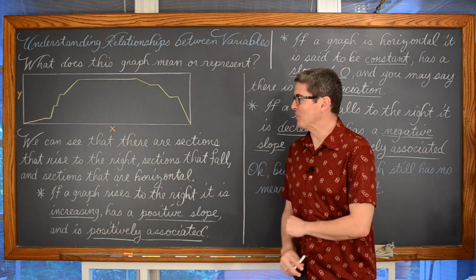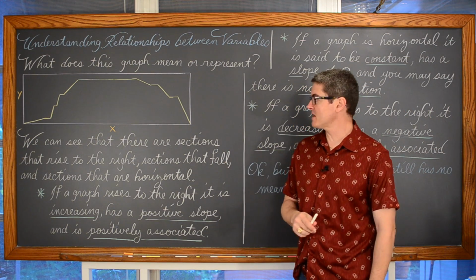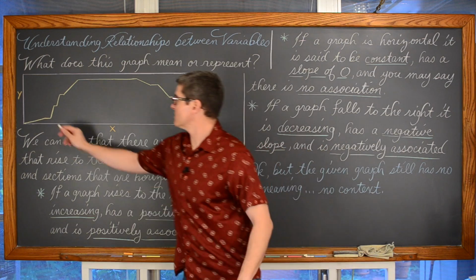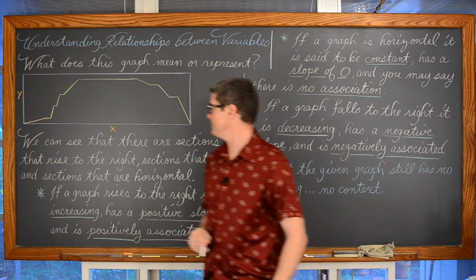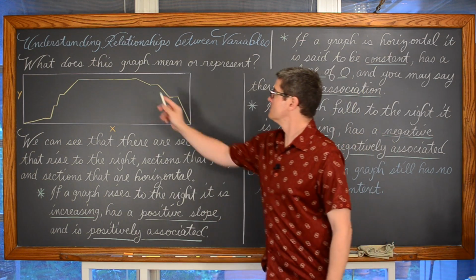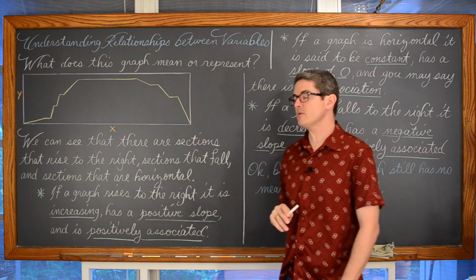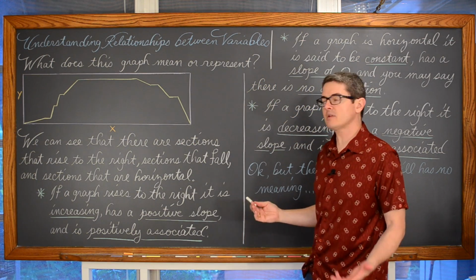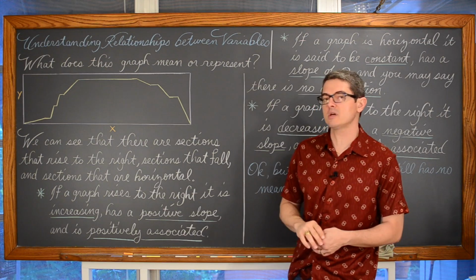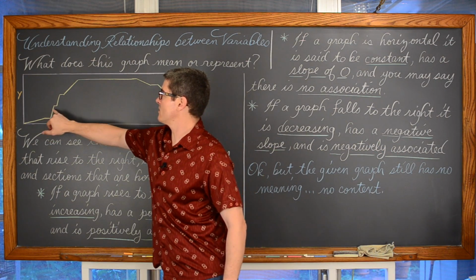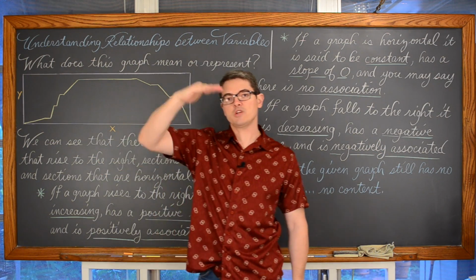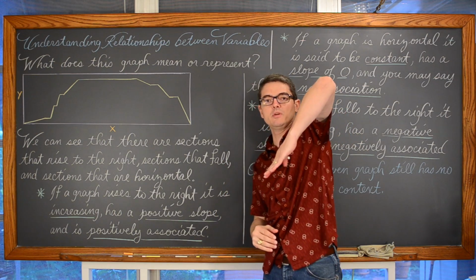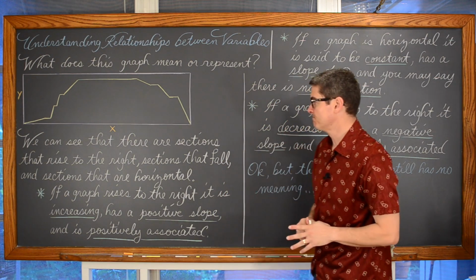Alrighty then. So we can see that there are sections that rise to the right. There's 1, 2, 3, 4 of them. Sections that fall. There's 1, 2, 3 of those sections. And then there's a lot of sections in this graph which are horizontal, which means that as you read the graph left to right, there's no vertical change. It's just horizontal. So there's increasing, horizontal, and then decreasing.